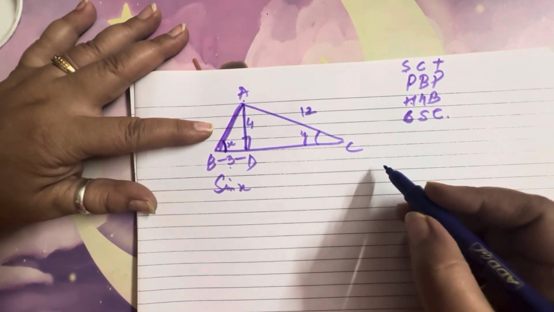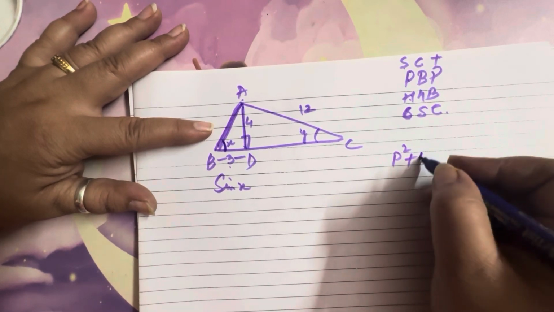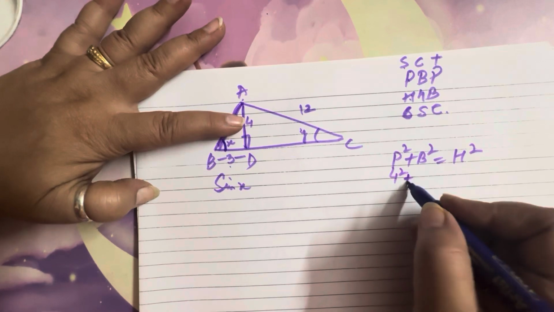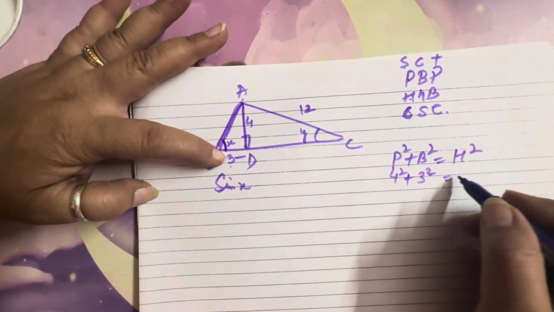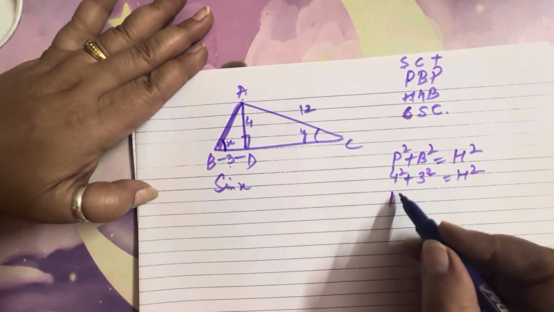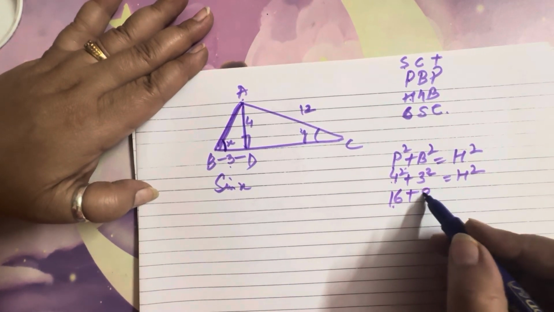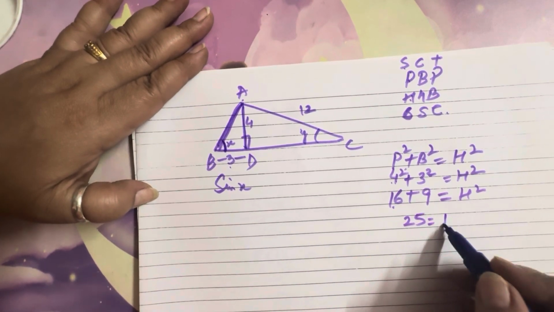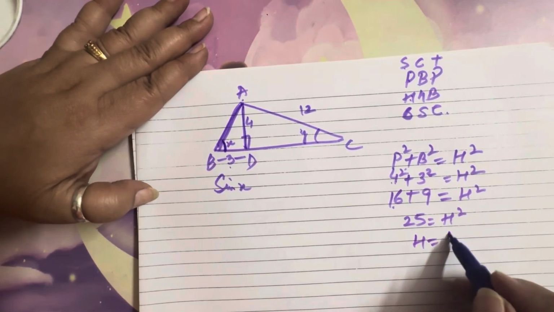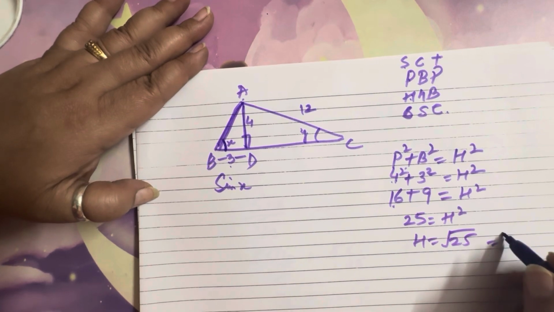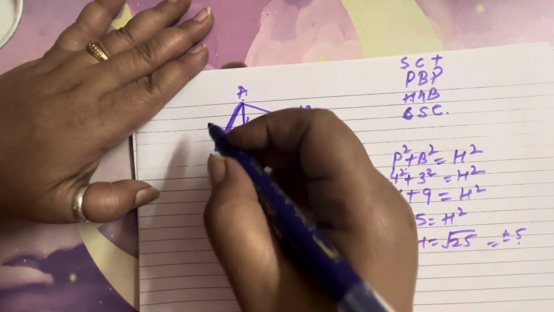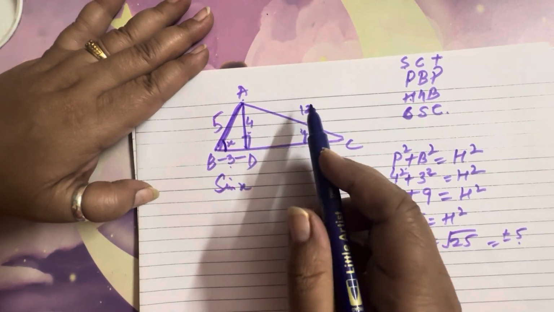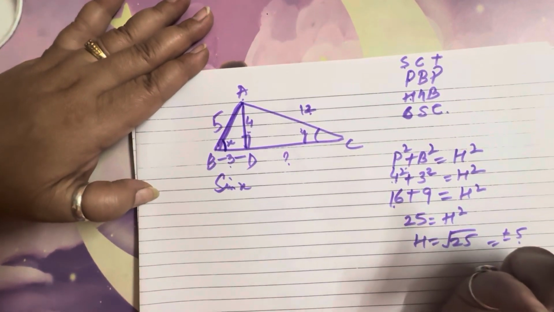So what will we do? By Pythagoras theorem, perpendicular square plus base square is equal to hypotenuse square. Perpendicular is 4 square plus base is 3 square, that is equal to hypotenuse square. So 4 square is 16, 3 square is 3 into 3 is 9, that is hypotenuse square. 25 is equal to hypotenuse square. Hypotenuse is the under root of 25, that is plus minus 5. So this will be 5. Now they have given this 4 and this 12, so we will find out this also.